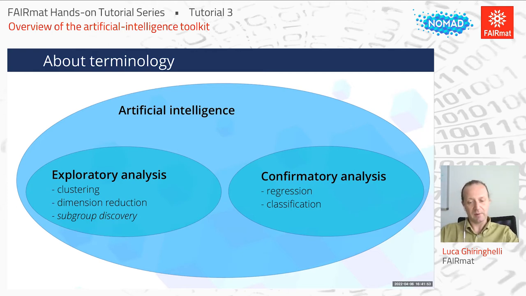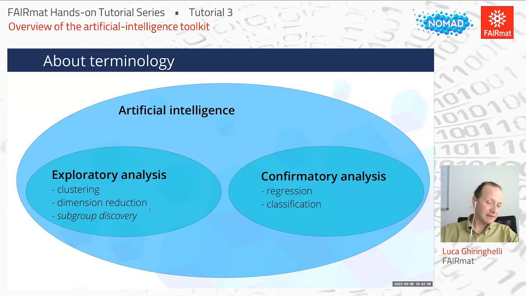So you have some objective function, some quantity that you want the algorithm to learn. Therefore, you have data for which you know this property, and you try to train a machine that reproduces the training data and makes predictions on data that are unseen. So the two big classes in confirmatory analysis are regression and classification. Regression is when you want to learn a continuous property, classification when you want to learn a discrete set of values of a quantity, so classes.